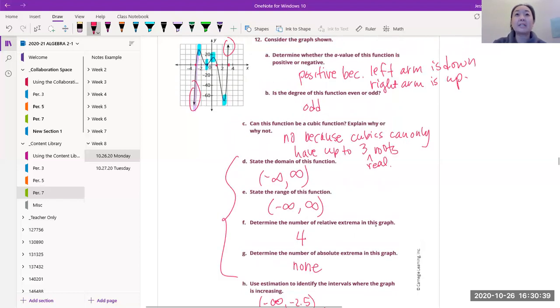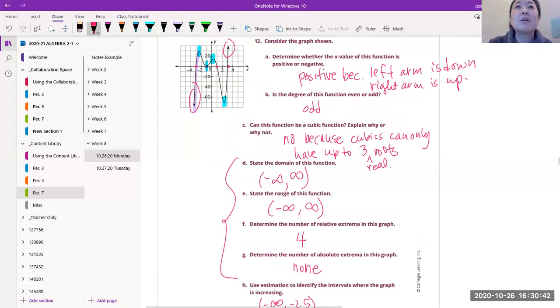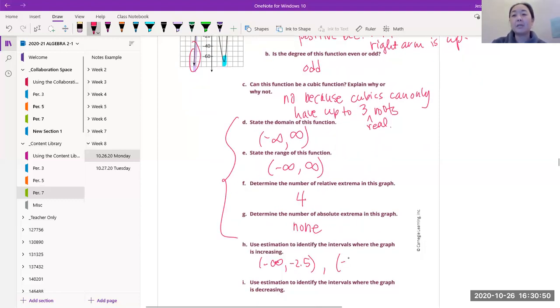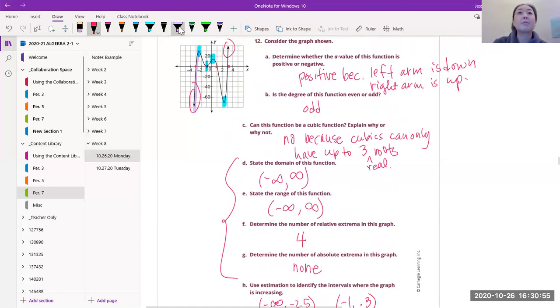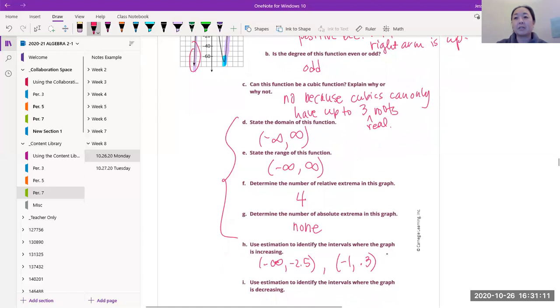And then another time when it is increasing is from about -1 all the way to maybe 0.3. So -1 to 0.3. That's another increase right there. And then this is going to be the last increasing right here, from 2.2. I want to say 2.2 to positive infinity. That's where it keeps on increasing. Those are all the intervals where it is increasing.